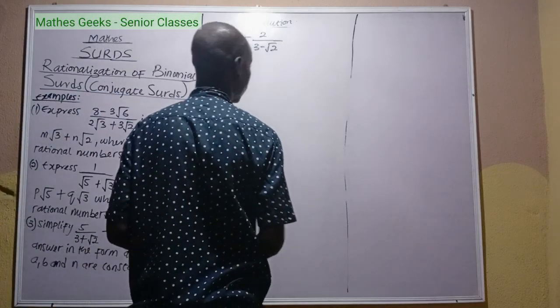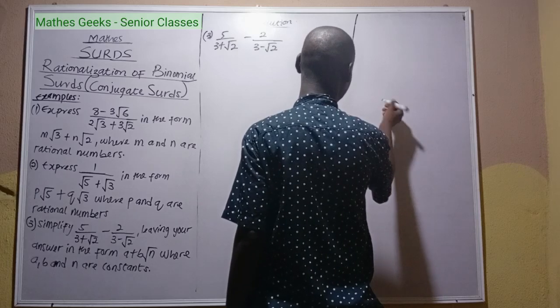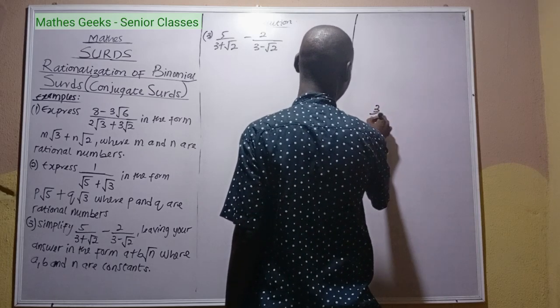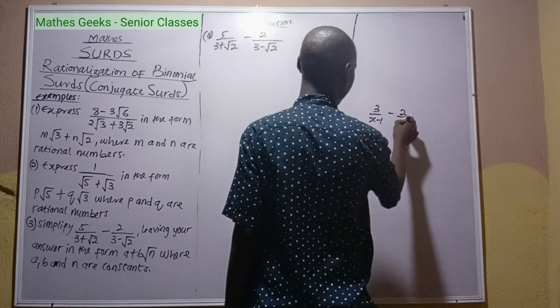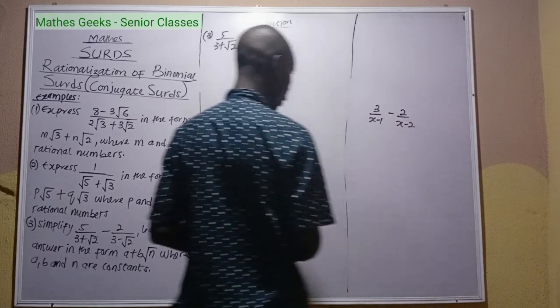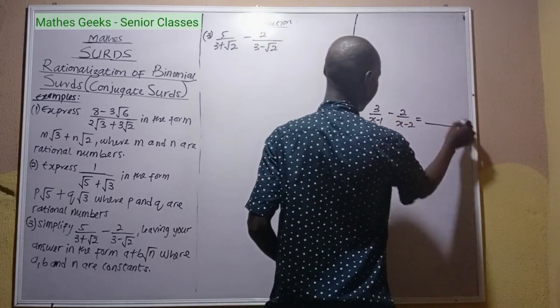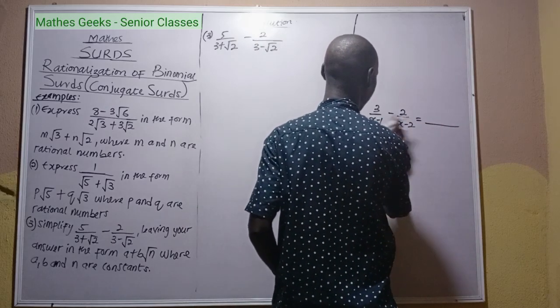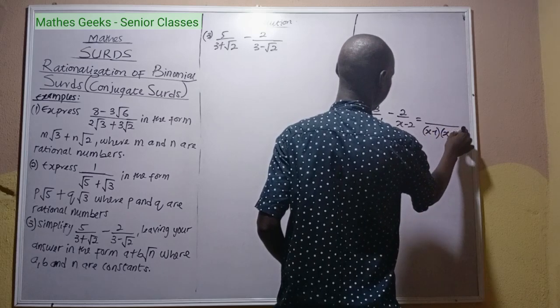So what we're going to do, we're going to apply the principle of fractions, simplification of fractions. So if you have, let's say, 3 over x minus 1 plus, or let's say minus 2 over x minus 2, what do you do? To simplify this fraction, we need to look for the LCM. The LCM will be the product of the two denominators, which is x minus 1 and x minus 2.